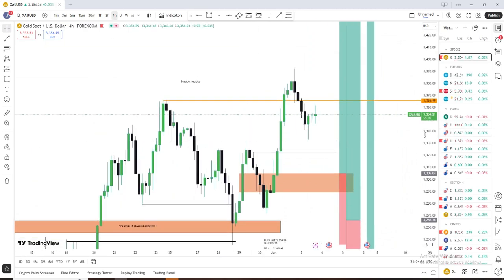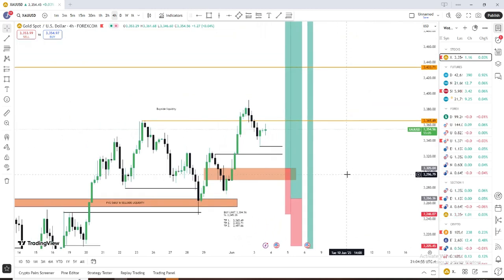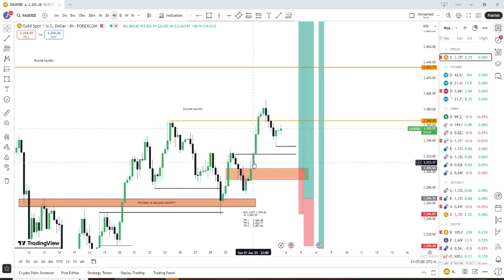Coming on a 4-hour, because these guys are crazy. What they normally do is they will give you a low like this. If you buy, you jam your stop losses here. They will come down, bang! Smash you out, sell stop. Bang! Then they go up.